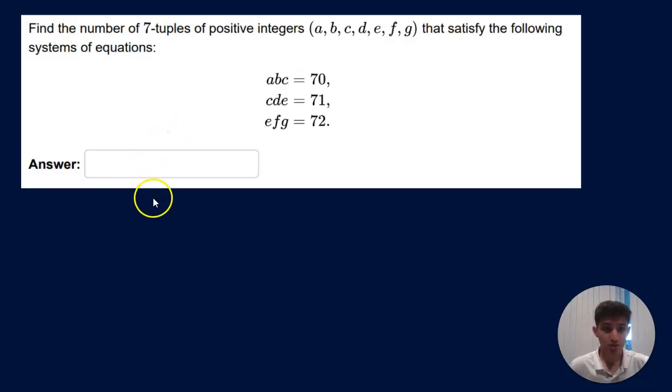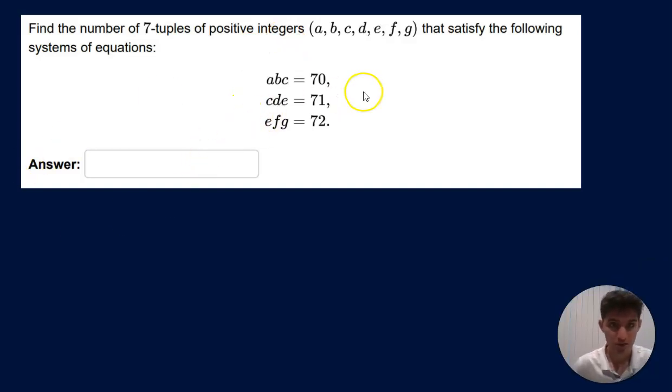Before you right now is a question from the 2019 AIME II, and it's actually one of the easiest questions on the exam. So this is question 3. We're asked to find the number of 7-tuples of positive integers a through g that satisfy this system of equations. And it might seem impossible at first, right? Because we have to find 7 different variables given only 3 equations, but we're also given this little tidbit which says positive integers, right? So we're going to work with that.